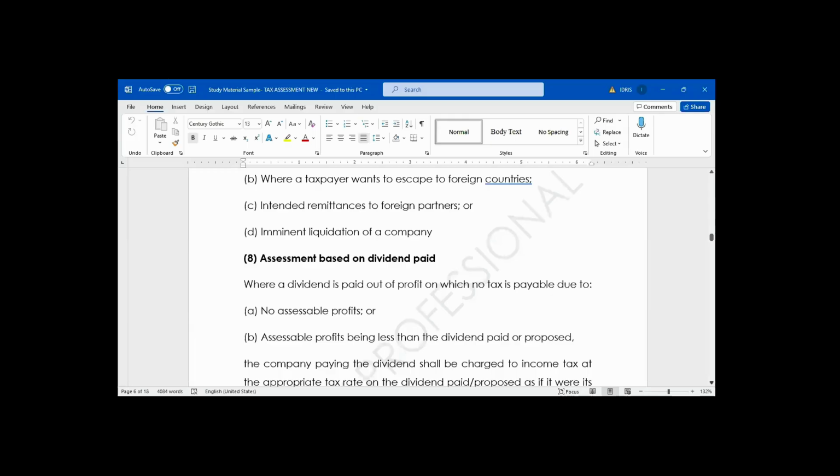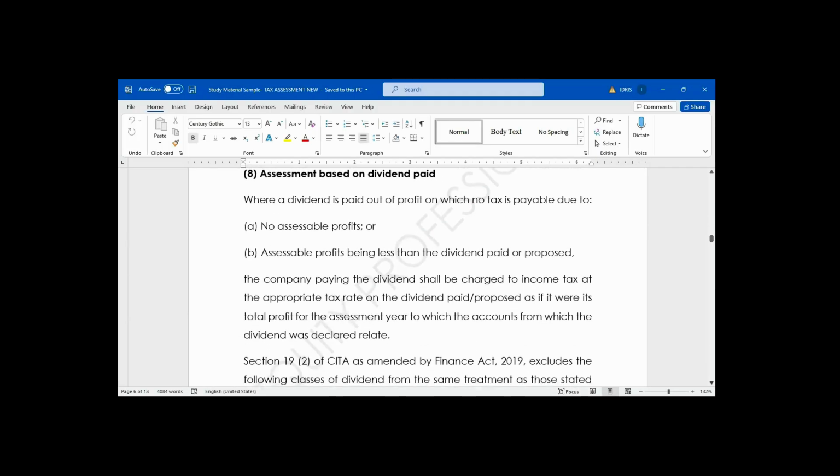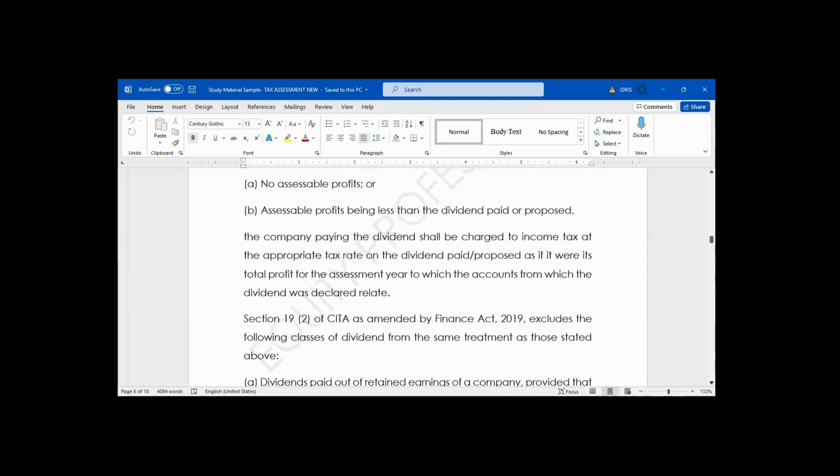Second condition, when the amount of your total profit or your assessable profit is less than the dividend paid or your proposed dividend. In such instance too, you will be asked to pay your company income tax based on dividend.